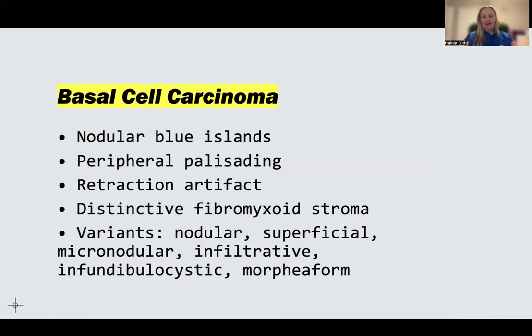So there's a lot of different variants, which you'll learn as you go through your training. The first step is just recognizing those basic features of basal cell, which is the peripheral palisading, retraction, and the islands of blue cells.